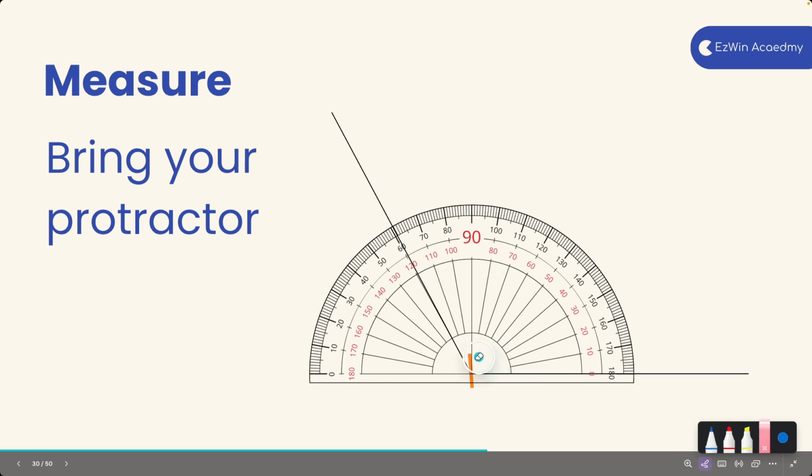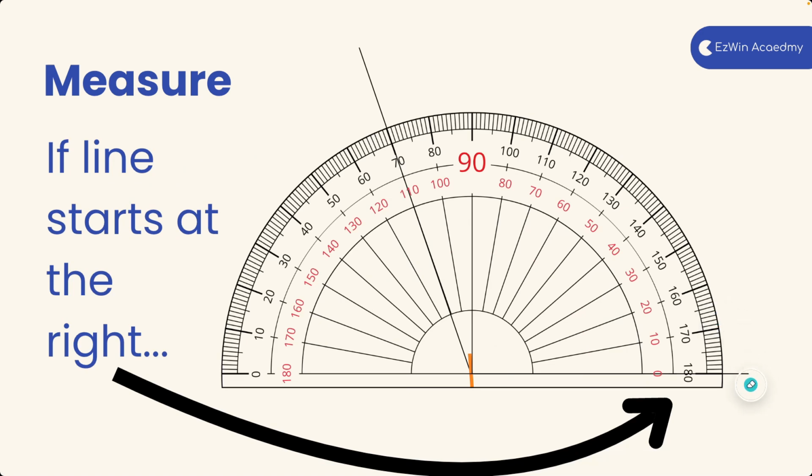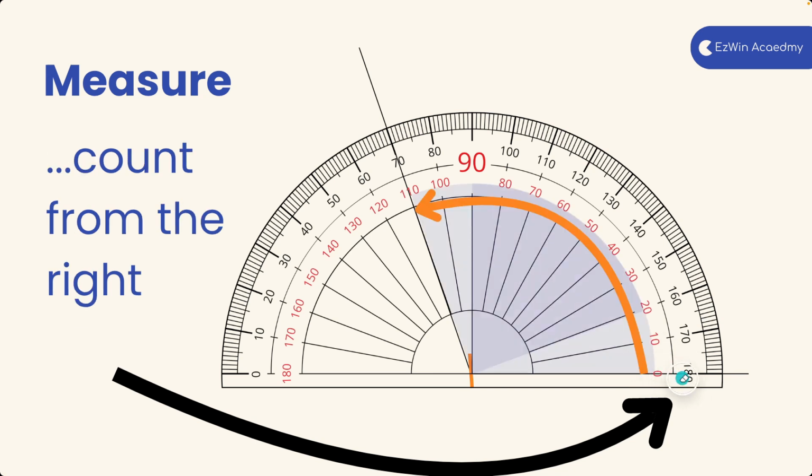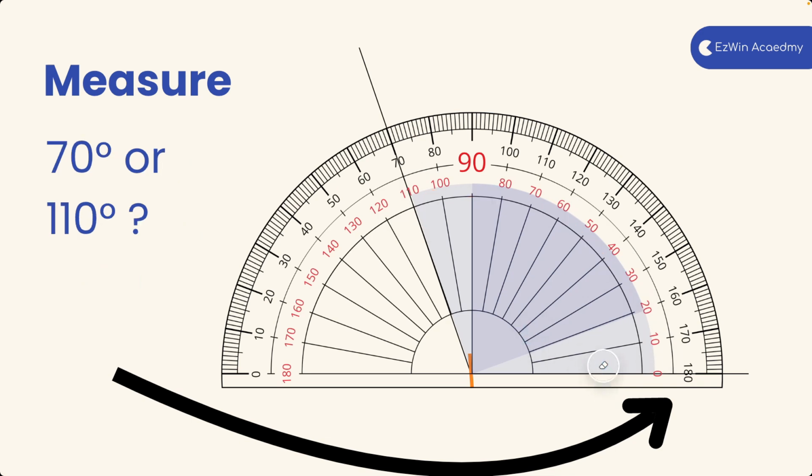Okay, so once you're done, the next thing is that if the line starts from the right, we're going to read from the right, because you could see that there are numbers starting from the right, which is 0 and 180. So if the line starts from the right, we start from 0, and then we count 10, 20, 30, 40, 50, 60, 70 until this over here.